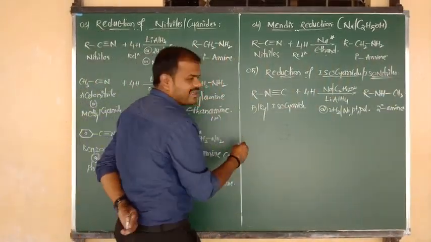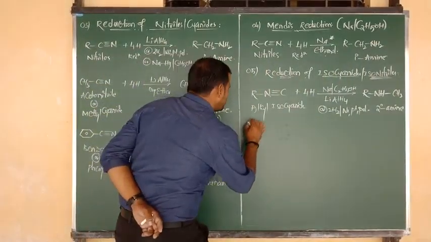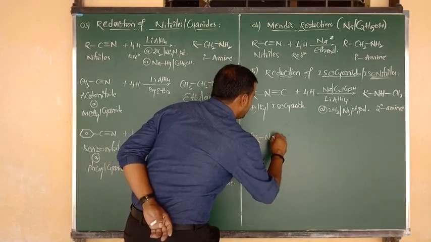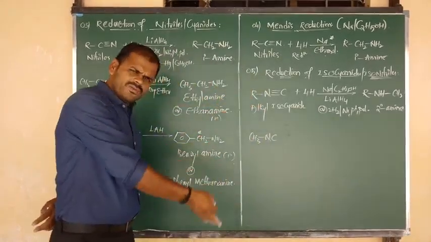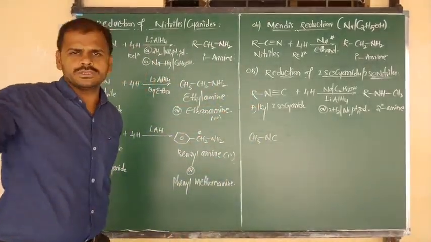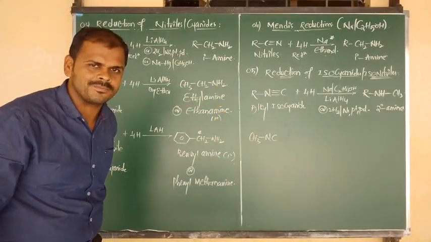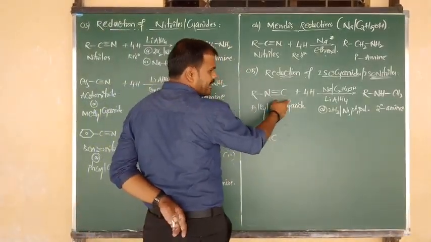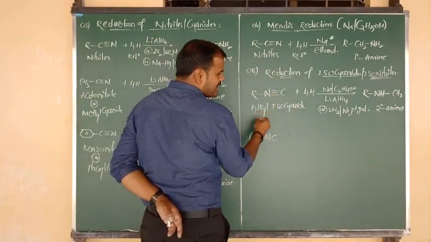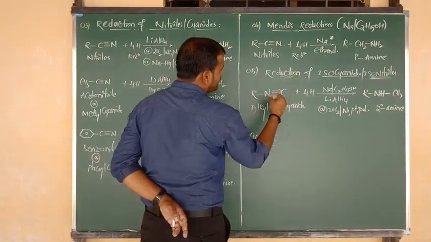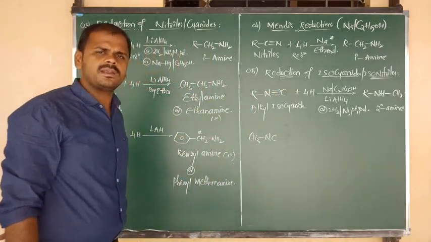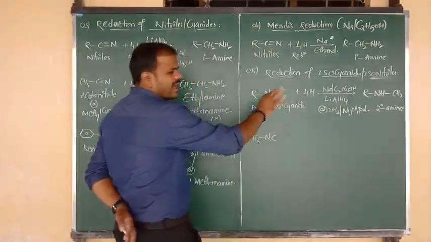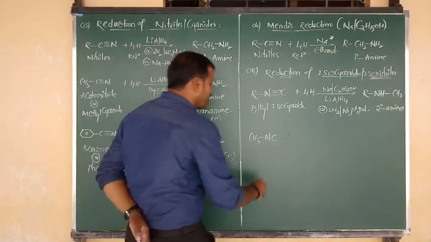Let me consider one example. In the place of R, I am going to write CH3 bond NC, or if you want you can write N triple bond C as you wish, no problem. But listen carefully, in case of isocyanide, between carbon and nitrogen 3 bonds are there. One bond is the coordinate covalent bond. That point you have to remember. Anyway, you can simply remember RNC or N triple bond C, no problem.